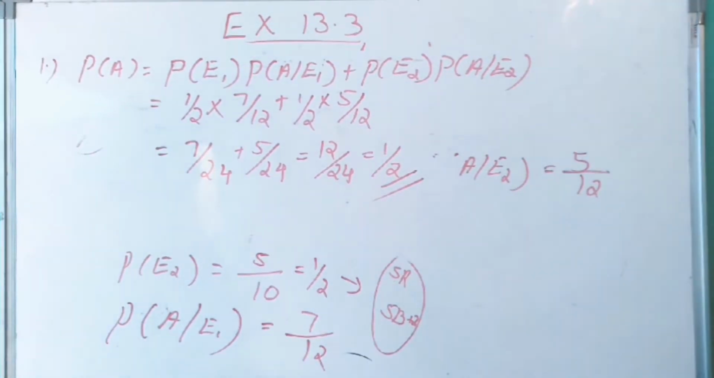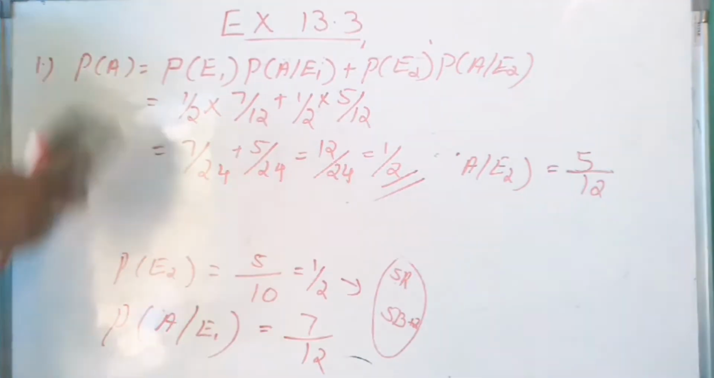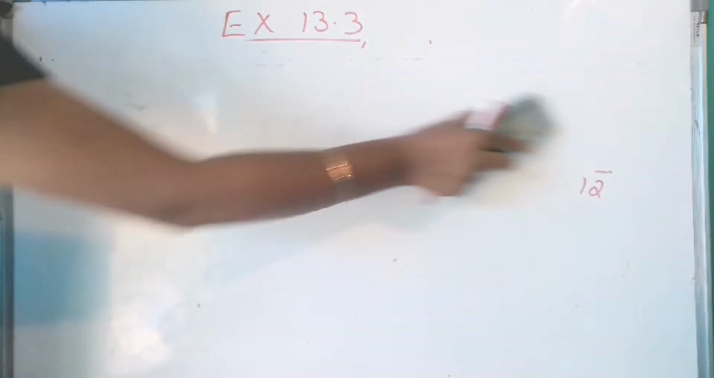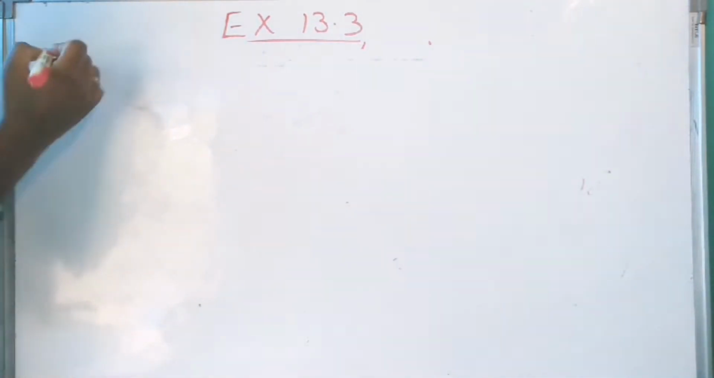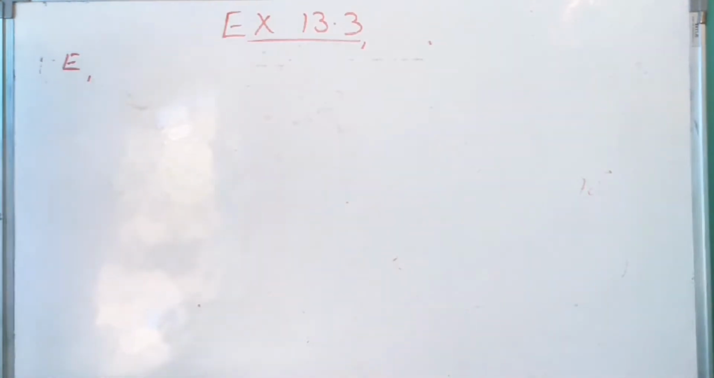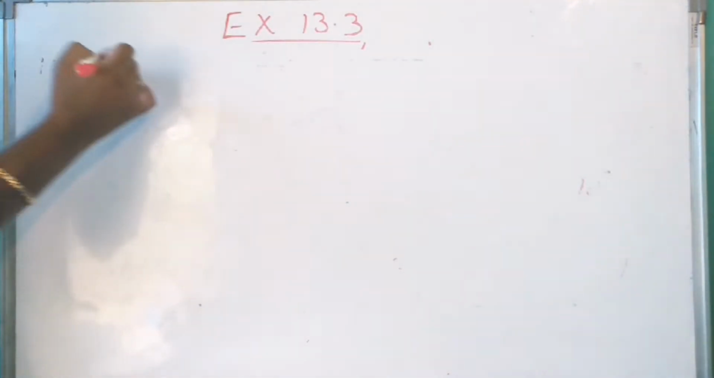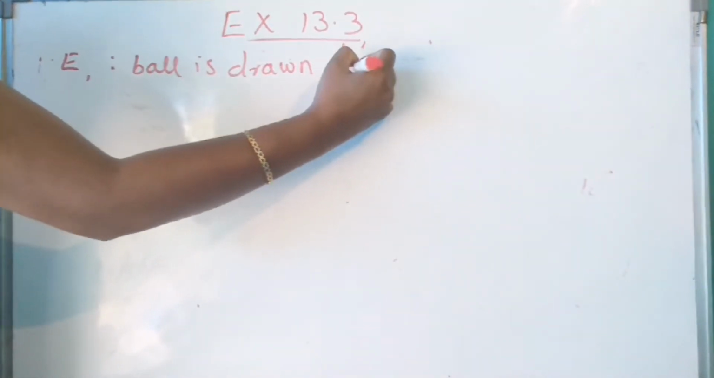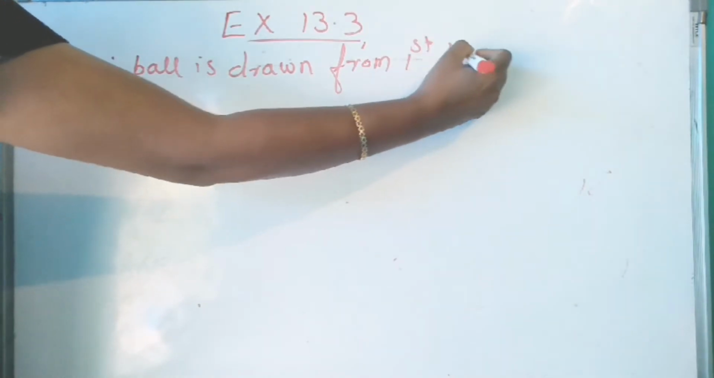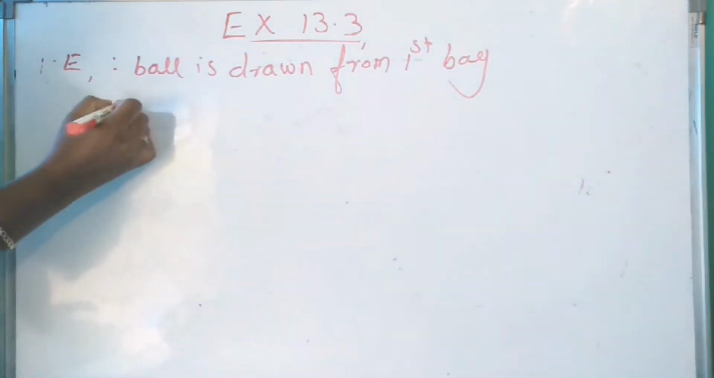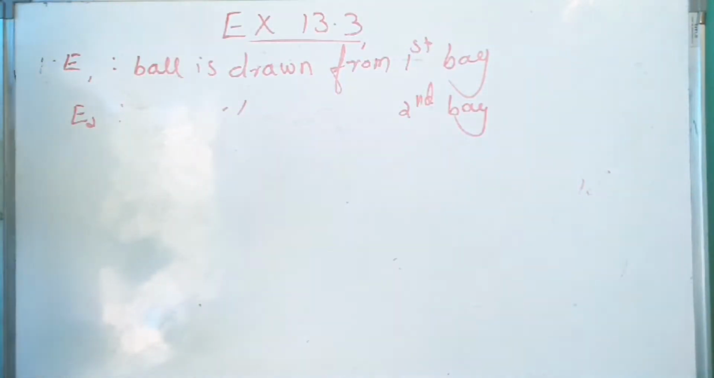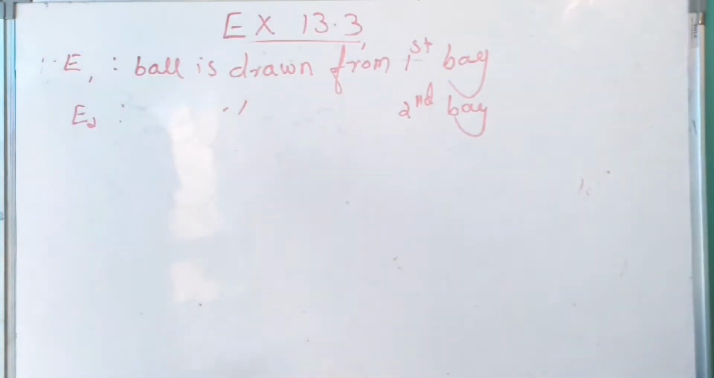Here we have 2 bags. So we will define our E1 and E2 as, let E1 be the event that the ball is drawn from first bag, and E2 be the event that ball is drawn from second bag. Ball is drawn from first bag, that is our E1. Ball is drawn from second bag, that is our E2.